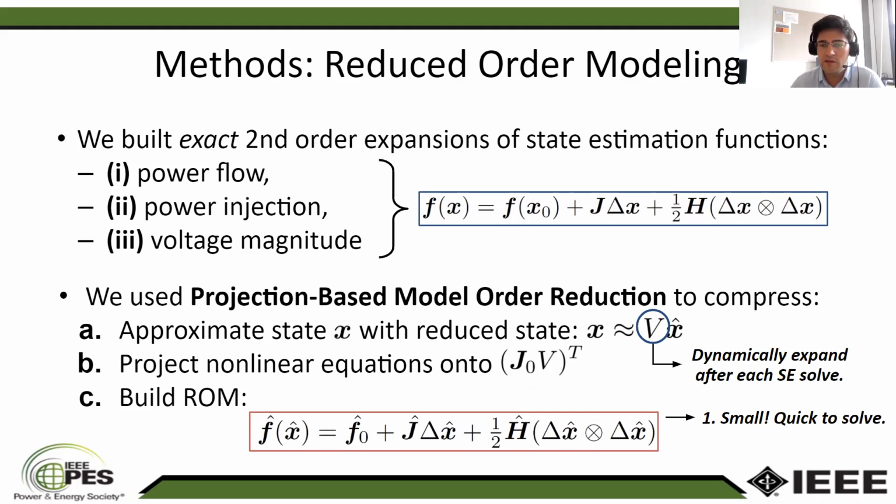Now first, this new system is very small, so we're able to solve it very quickly using a Newton method. And second, as we update our operator V, we're able to dynamically expand and thus improve our reduced order model.